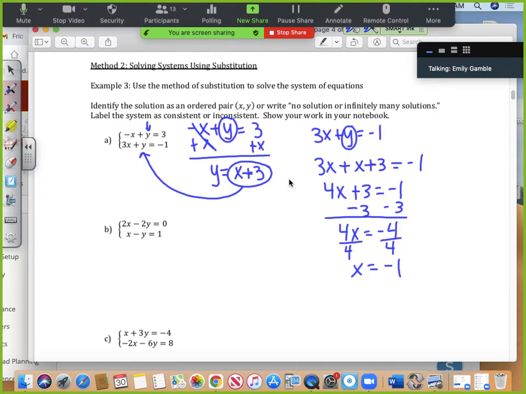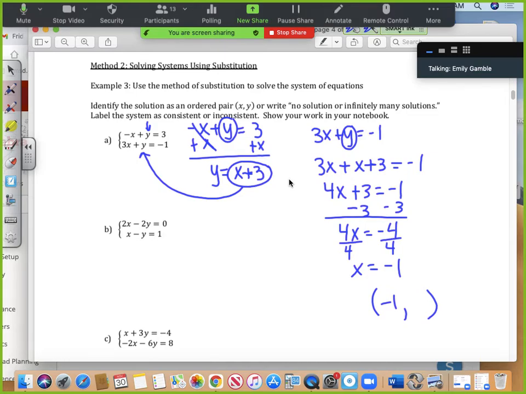So I know that the final solution to this system is going to be negative 1, comma, whatever y is going to be. So I didn't have to graph anything. I just used substitution by taking one of the equations, solving for one of the variables, replacing that thing in for the variable, and then using algebra to solve. Now I know for sure that for this system, negative 1 is where these two lines cross.